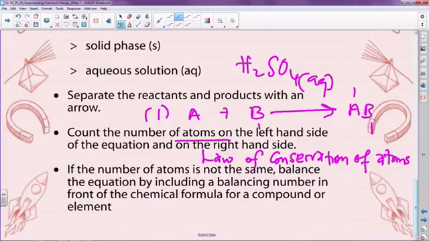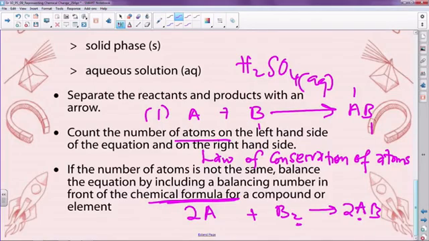If for whatever reason they're not the same, let's say, for example, we've got A plus B2, which is a molecule, then it gives us AB. What we're going to do is count the number of atoms. There are 2 atoms in this molecule, so we also need to have 2 there. Now, if you check on A, we've got 2 atoms of A, which means on the reactants we also need to have 2. This is how we do it without changing the formula of the compound. We only change the coefficient, as it's referred to in maths. So we only change the coefficient as far as balancing the equations of reactions.